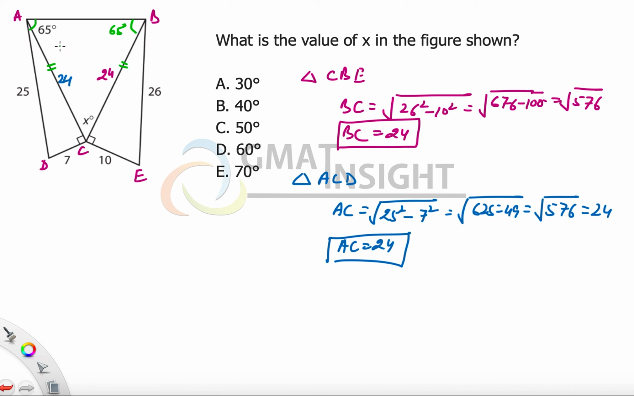That means the sum of these two angles becomes 130 degrees, and when we subtract that 130 degrees from 180 degrees, we get the value of x equal to 50 degrees. So the answer is option C. So that's how we answer the question.